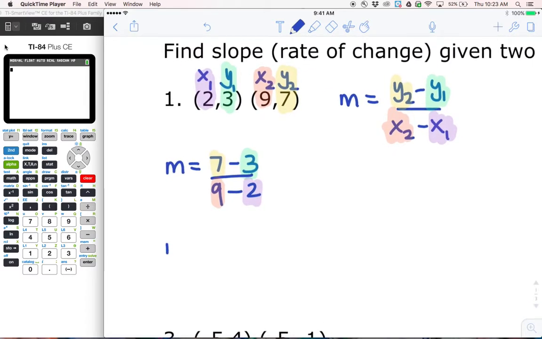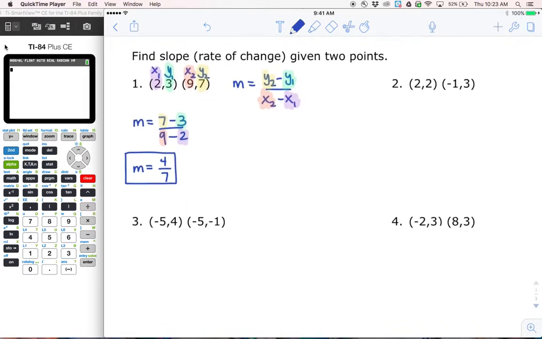All right, we've got m is equal to 7 minus 3 is 4. 9 minus 2 is 7. So my slope is 4 over 7. Easy as it gets, guys. You just got to remember that you have a formula for that and plug in your numbers.